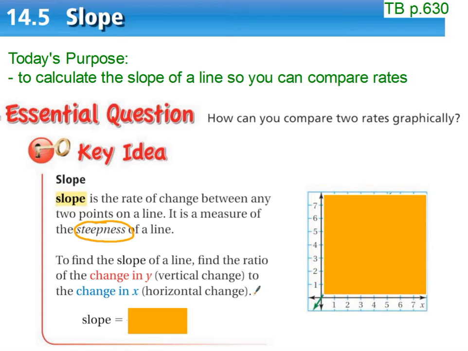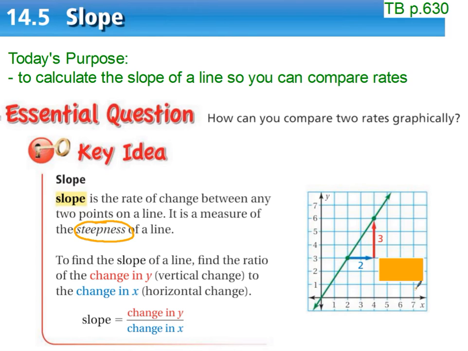Okay, to find the slope, you find the ratio of the change in y, which is the vertical change, to the change in x, which is the horizontal change. So just to abbreviate this into a shorter form, slope is equal to the change in y over the change in x.